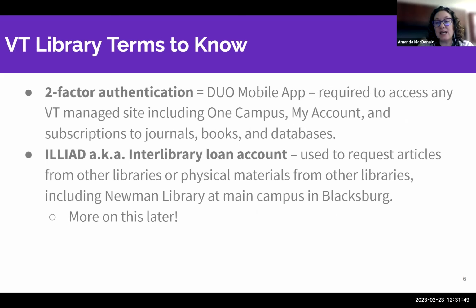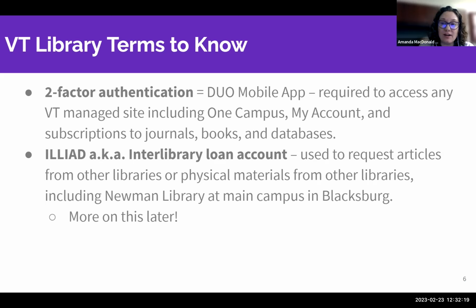And then lastly, thinking about things like, how do I actually log into those resources? You're going to need two-factor authentication. Two-factor authentication is used through the Duo mobile app. I have links throughout this presentation, I think on the following slide, that will show you where to go to get Duo mobile. And then that will work as your two-factor authentication. Basically, it adds an extra layer of security for you when you're logging into our Virginia Tech resources.